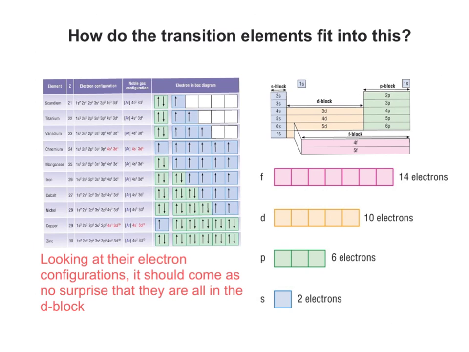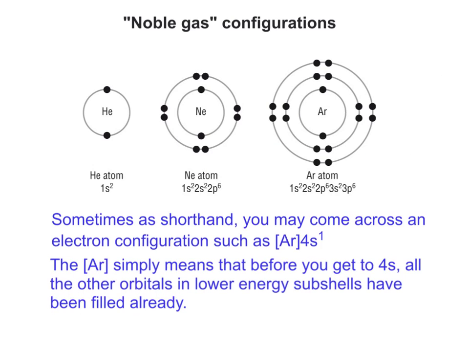So when it comes to the transition elements, it shouldn't be difficult to work out that they're actually in the D block if we use their electron configurations. I just want to make a mention of when it says noble gas configuration. So noble gas configurations are sometimes used as shorthand.